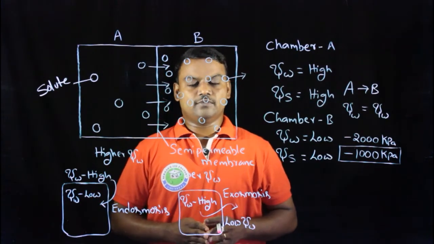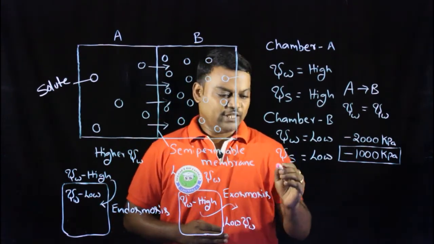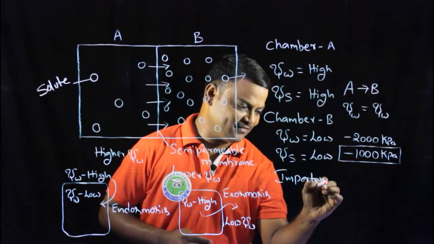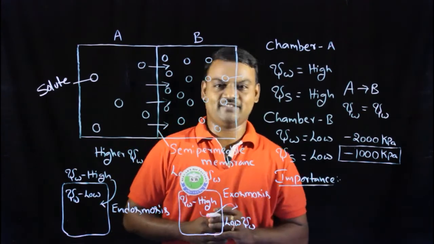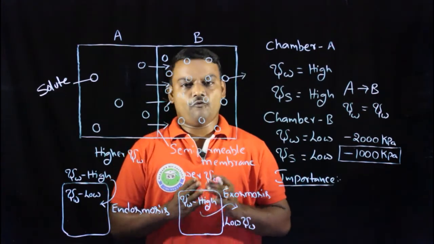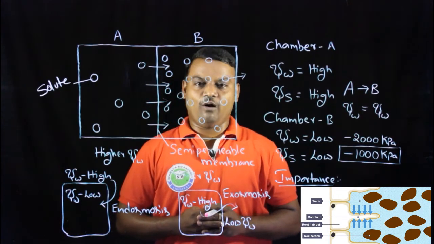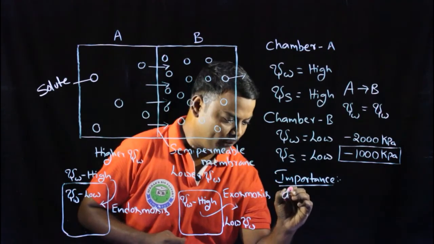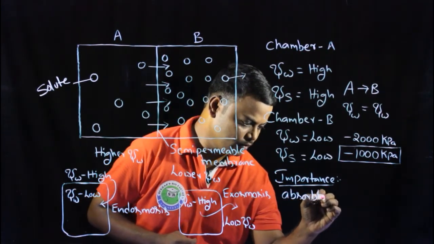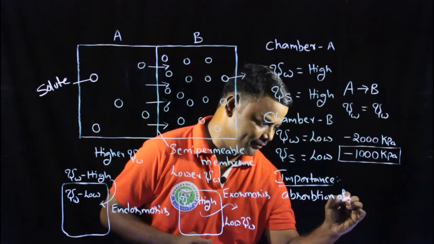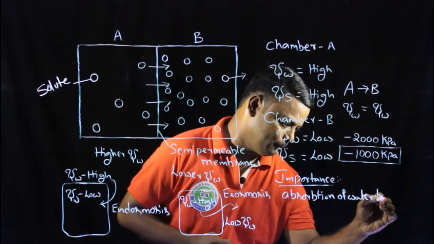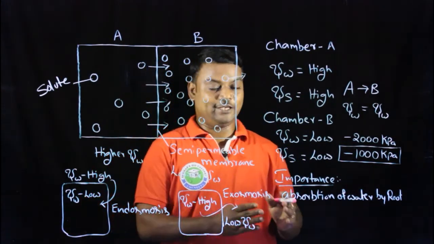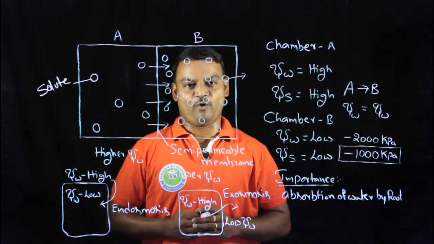When we talk about the importance of osmosis, osmosis has various importance in plants. The first importance is the absorption of water by the root system. It always takes place with the help of osmosis. So absorption of water by roots always takes place based on the osmosis process.